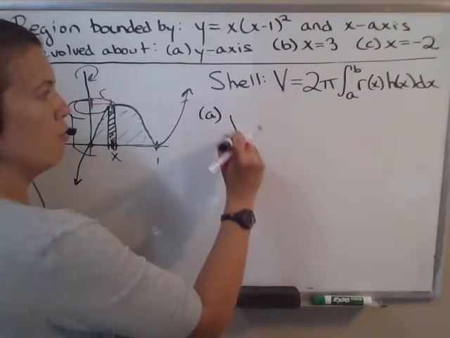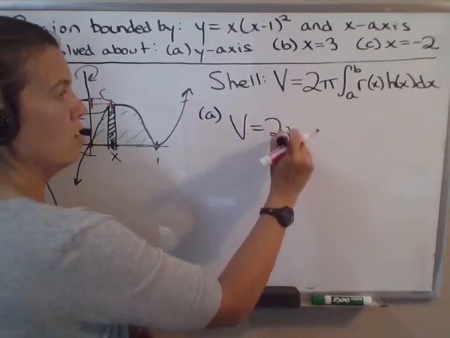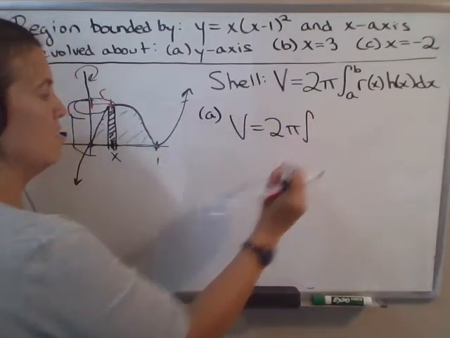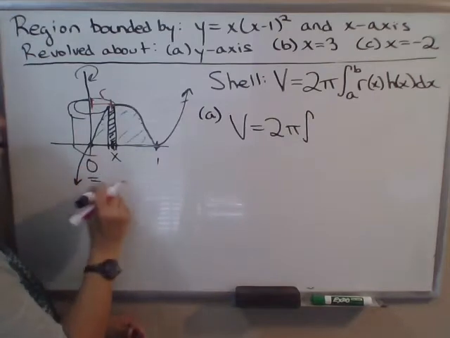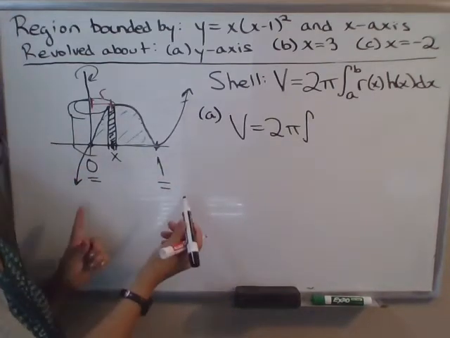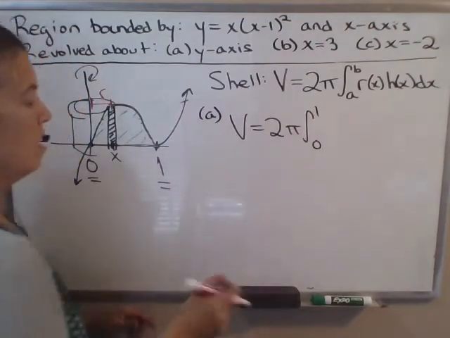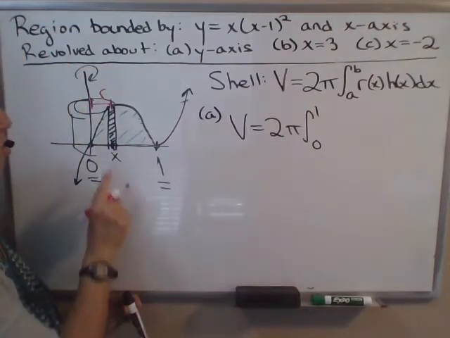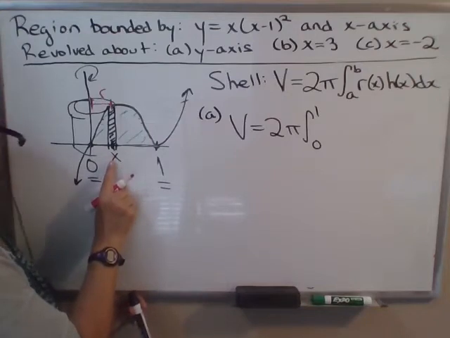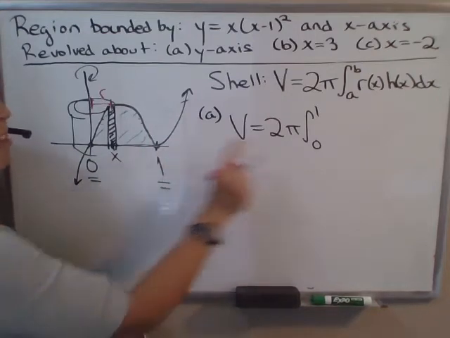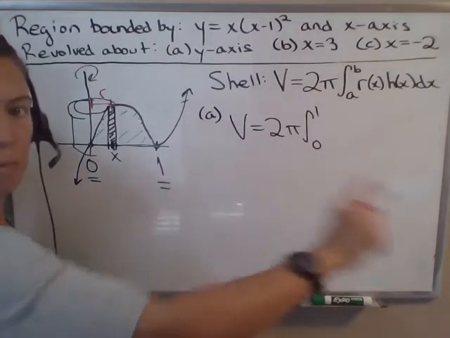Now, our volume integral is going to be 2 pi integral as x goes from 0 to 1, because those are the lowest and highest x values corresponding to this region. At any point along that integration, we call the position of the rectangle x. So remember that these integrals represent an infinite sum. They represent the Riemann sum.